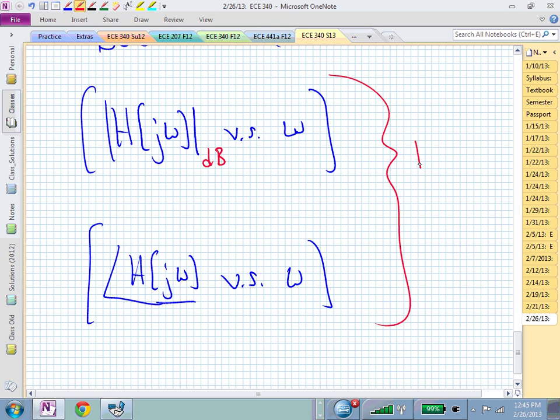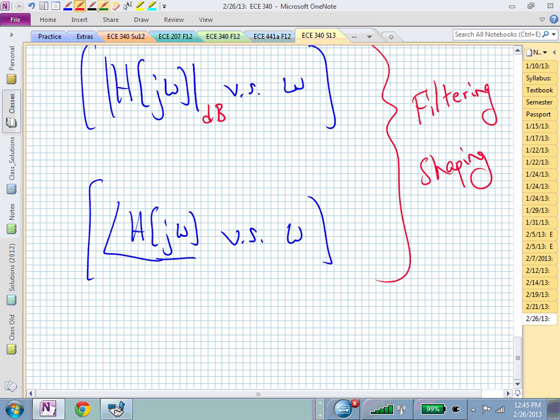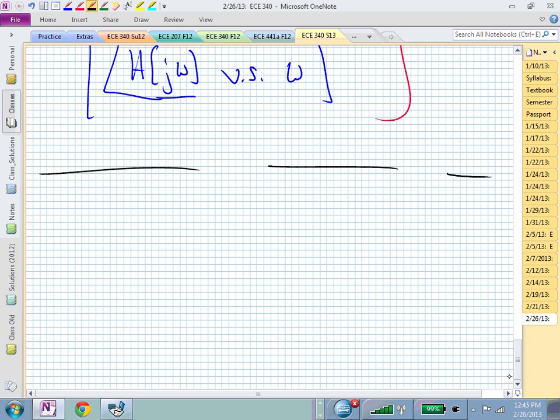And these two sketches or plots allow us to better understand how this system, linear system H, is shaping or filtering signals that are applied to that system. And that's what this information will provide us. This will provide us a picture or a graph of what's going on for different frequencies. Let's just make sure that we're on the same page. I think we are, but let's look at an example.